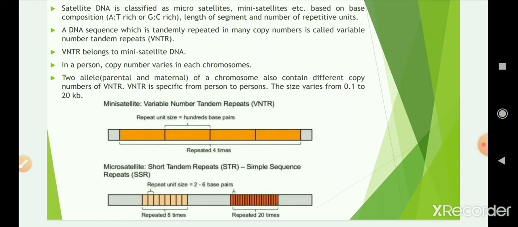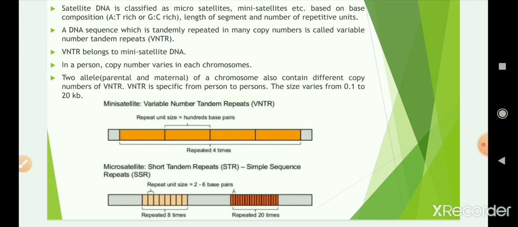VNTR belongs to the minisatellite DNA. In a person, the copy number varies in each chromosome. The 2 alleles, that is paternal and maternal, of a chromosome also contain different copy numbers of this VNTR. VNTR is specific from person to person. Its size varies from 0.1 to 20 kb.